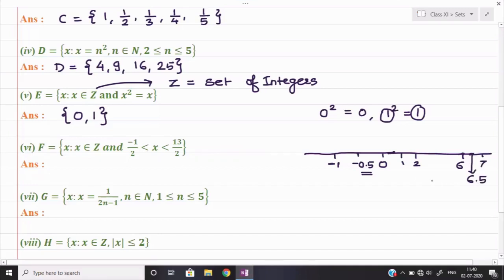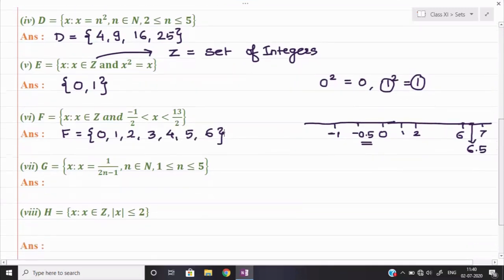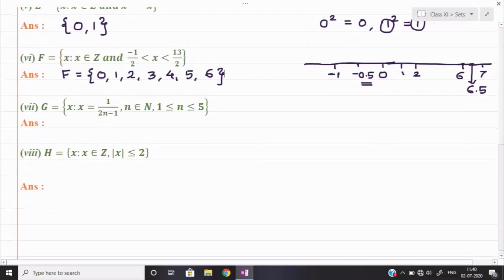So we require a value which is more than minus 0.5 and less than 6.5. Between these two values, which integers are coming? After minus 0.5, the first integer I get is 0. Then after 0 come 1, 2, 3, 4, 5, and the last one is 6. So these are the elements which are coming in this particular set. Now let us see the second last part, and then one more part is remaining.